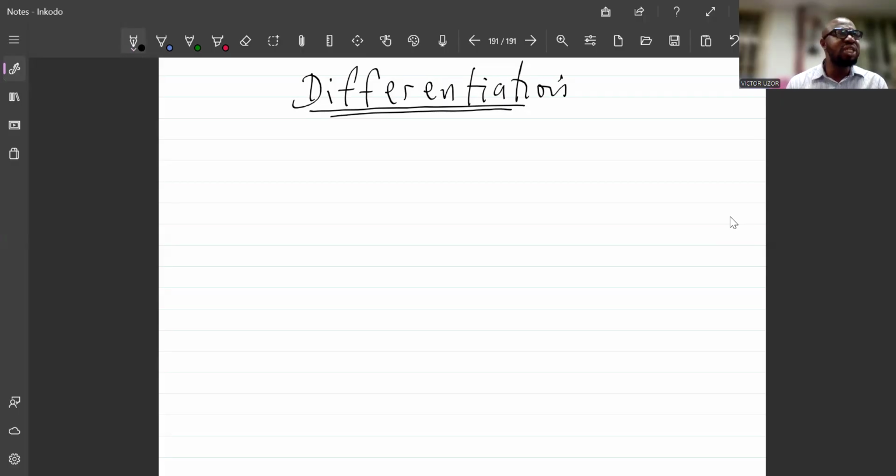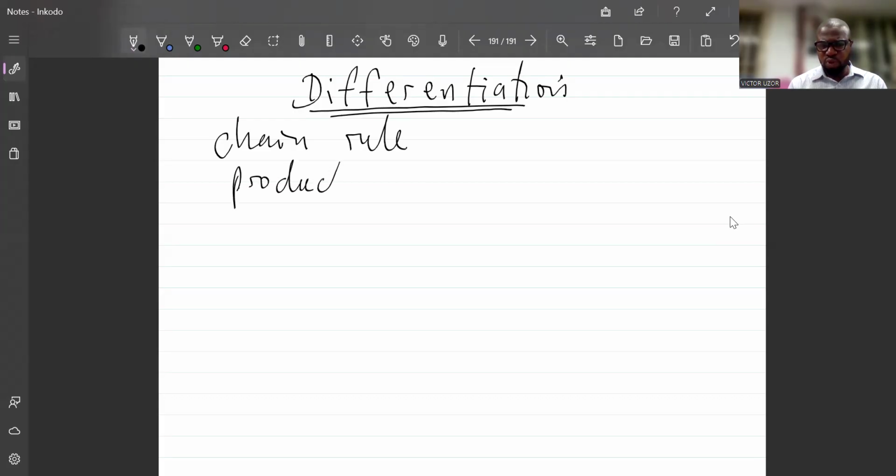Today, we are going to be looking at differentiation, and the part we are going to be looking at is chain rule. We will look at chain rule and product rule. We're also going to look at power rule. We'll look at these rules as fast as possible. Now, the first one we are going to be looking at is chain rule.